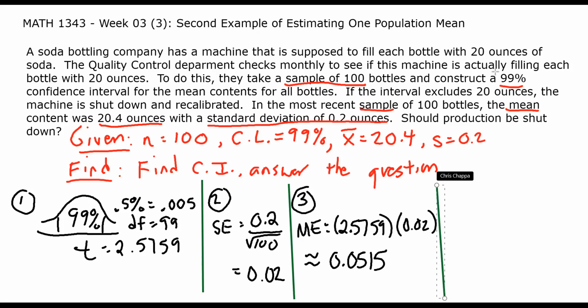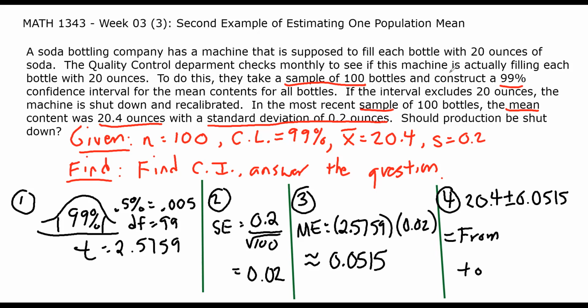All right. Then, part 4, we simply take our point estimate, our sample mean, 20.4, and add or subtract the margin of error, 0.0515, and then write our answer in the form from the answer to the subtraction problem to the answer to the addition problem. 20.4 minus 0.0515 equals 20.3485.